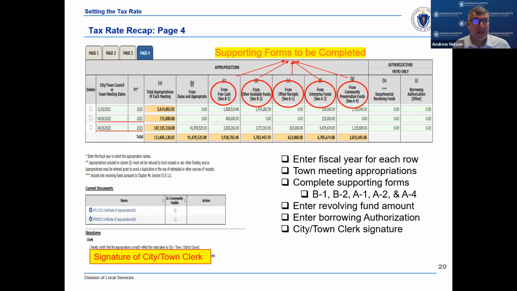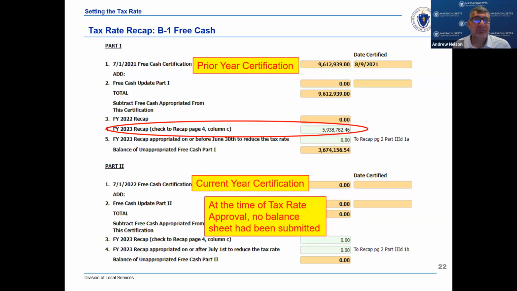And on to the next page, please. So this is the Form B1. This is your free cash form. Any free cash votes, whether they be to reduce the rate or to spend on traditional purposes for free cash, are going to be listed here on the B1. It is broken up into 2 sections, Part 1 and Part 2. During a given fiscal year, you may have access to 2 different pots of free cash, the current year and then the prior year.